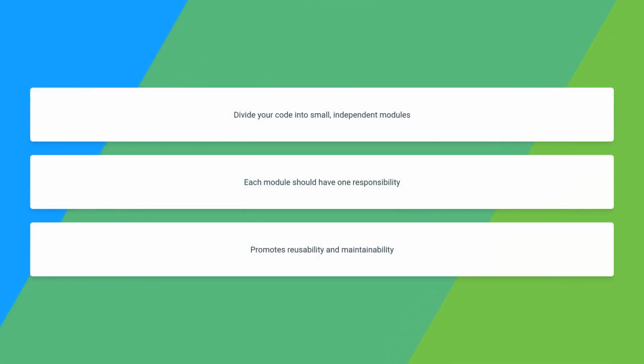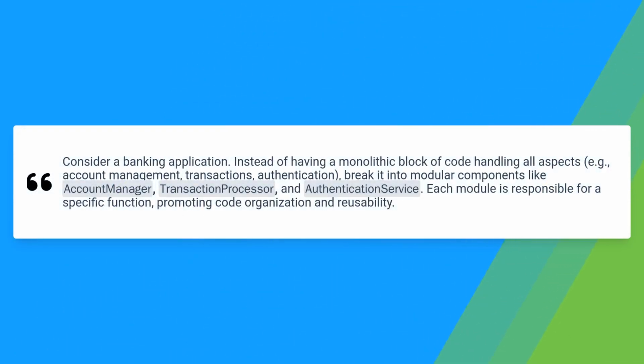Here are things you can do to achieve modularity in your project. Divide your code into small, independent modules. Each module should have a well-defined responsibility or functionality. Promotes reusability and maintainability. Think about a banking application for a moment.